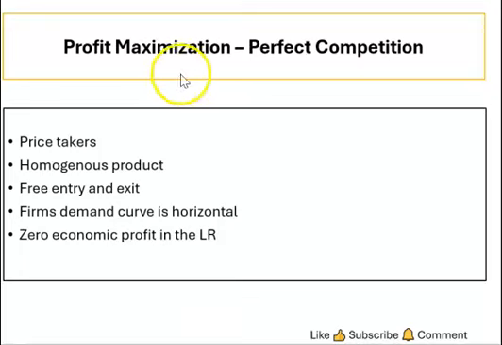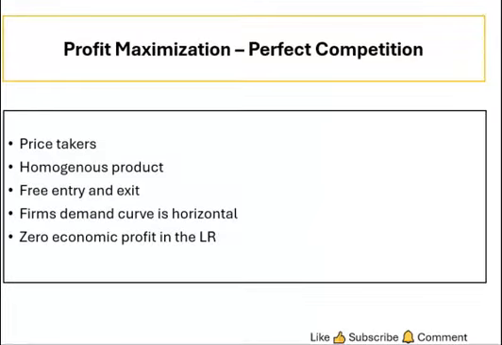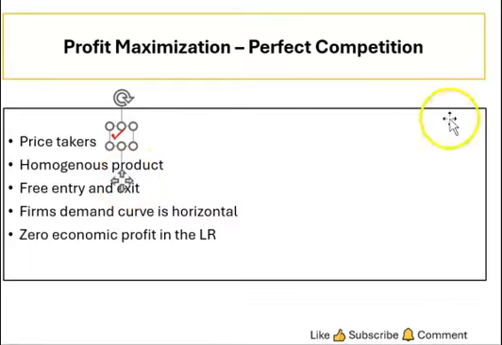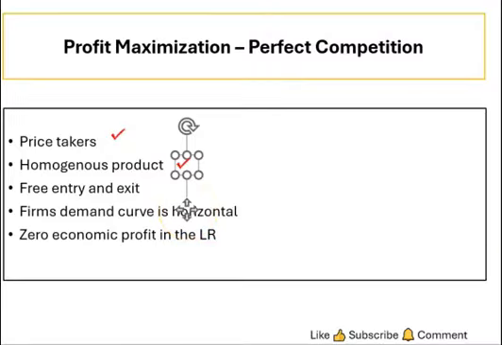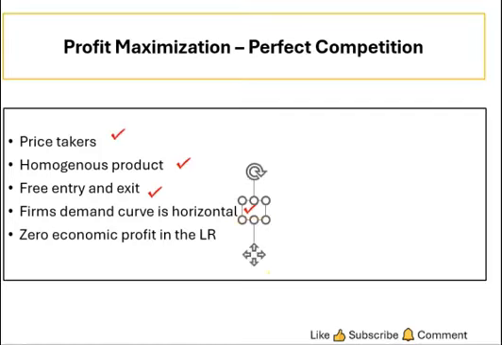In this session, we are focusing on profit maximization under perfect competition. The characteristics of perfectly competitive firms are that they are price takers. They sell a homogeneous product, that is, the products are highly substitutable. For example, toothpaste brands. There is free entry and exit, and because the firms are price takers, the firm's demand curve is horizontal, and in the long run, the firm makes zero economic profit.